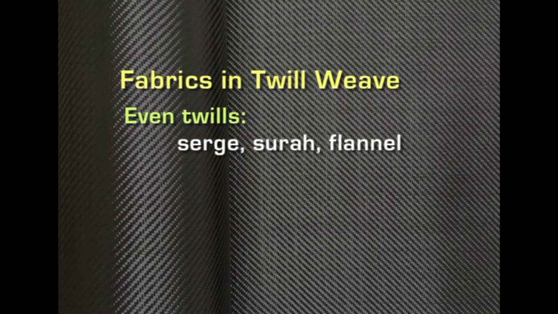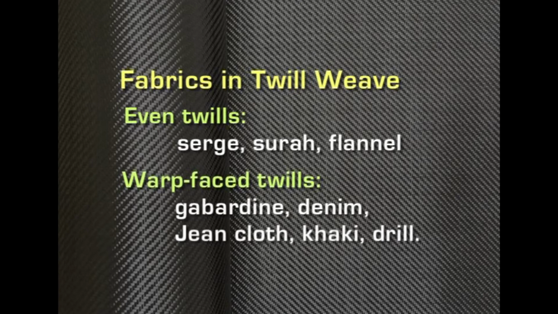Fabrics that are available in twill weave and even twills include serge, surah, flannel, and warp face twills such as gabardine, denim, jeans cloth, khaki and drill.